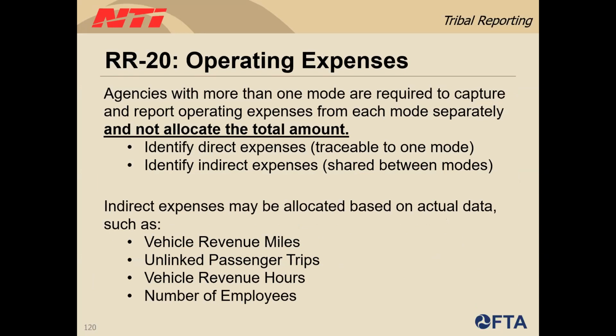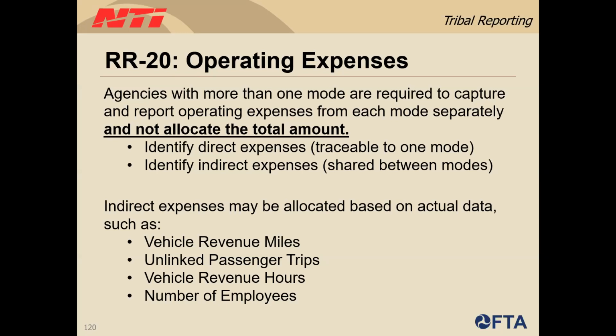Agencies that operate more than one mode are required to capture and report actual expenses by mode and type of service and should not allocate their total operating expenses. If your agency operates more than one mode, you should first determine which expenses are direct and can be easily traced to a specific mode, which may include driver wages or vehicle repairs. For the remaining joint expenses, which are incurred for the benefit of more than one mode and cannot necessarily be traced to just one mode, you can allocate those remaining costs.